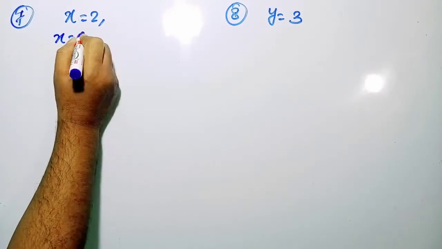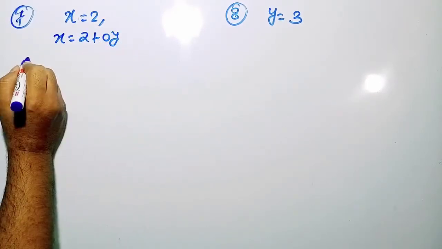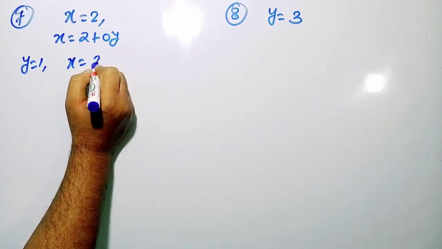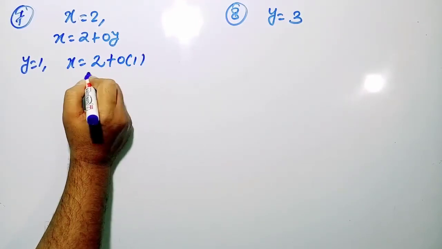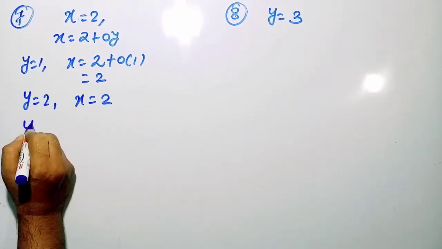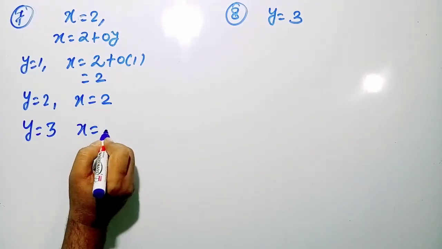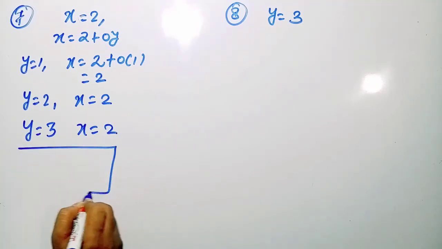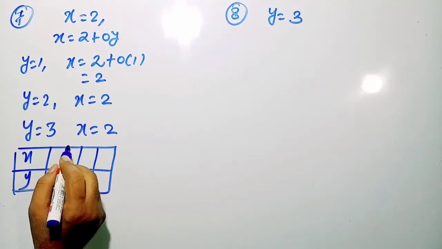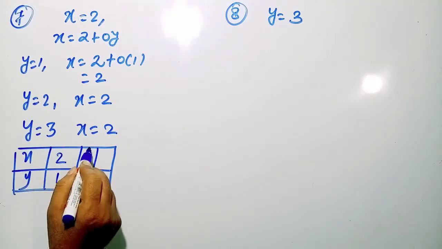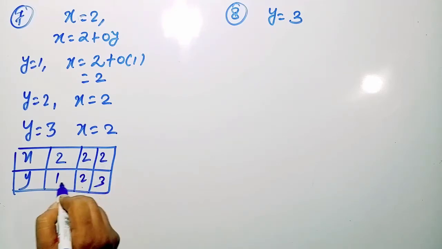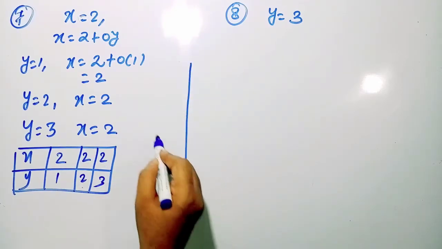Now question number 7 and 8, we will solve this problem together. Here the y variable is missing, so we can write x is equal to 2 plus 0y. Suppose y is 1, there will be no change in x, so it will obviously be 2. Suppose y is 2, so x is again 2. Suppose y is 3, there will be no change in the value of x, right students? Because we are taking different values of y, and y is missing, that's why there will be no change in the value of x. So writing this in the table.